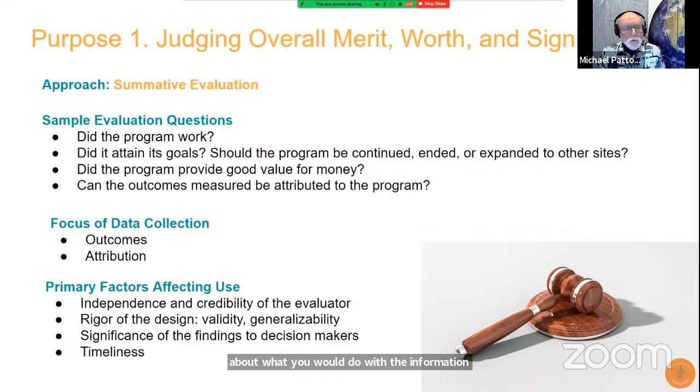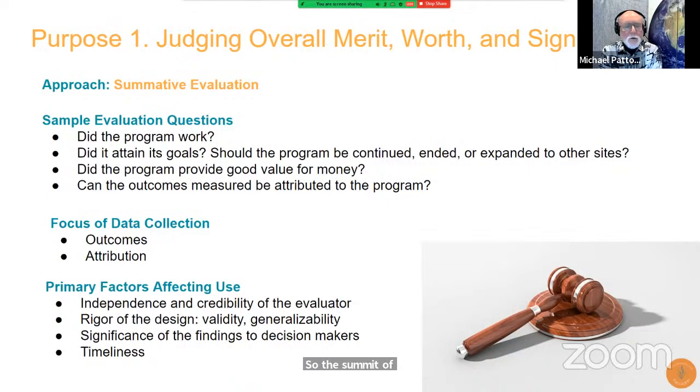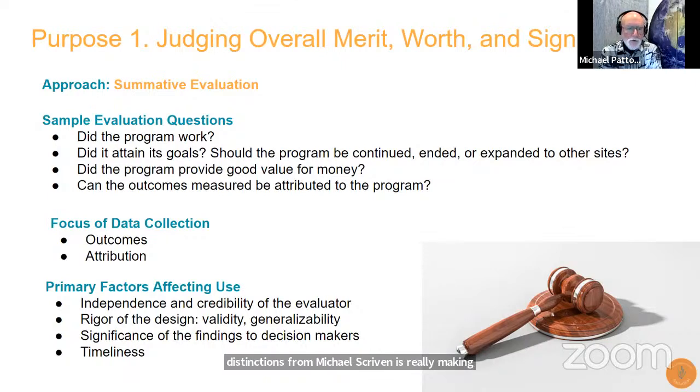So the summative evaluation, one of our early classic distinctions from Michael Scriven, is really making judgments in order to inform the future of a program. It asks whether the program worked, if it attained its goals, whether it was good value for money, whether the results can be attributed to the program. There's a focus on outcomes and attribution.